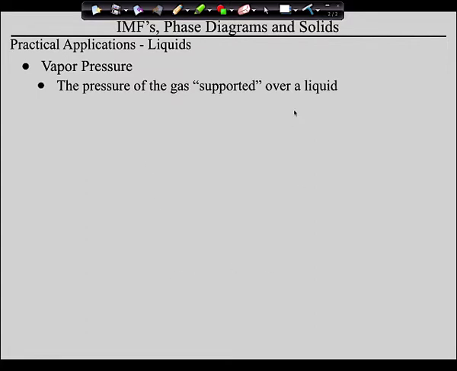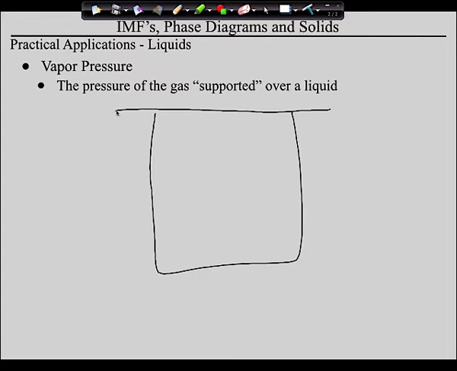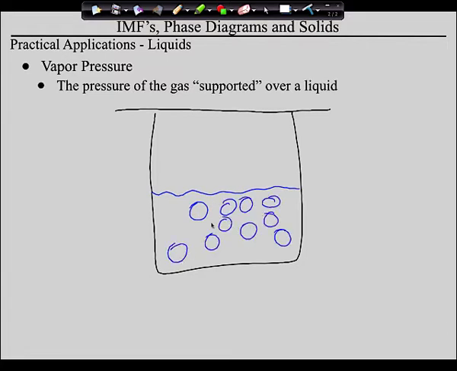So guys, do this. Draw yourselves a beaker. Now put a lid on your beaker. Now put some water in your beaker. Like so. Now guys, take your picture and turn it into a video. What are those water molecules doing in the liquid phase? They're running into each other, they're running into the walls, they're going crazy.